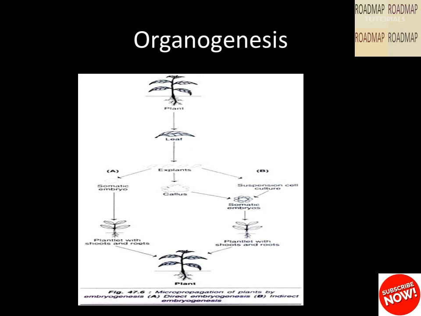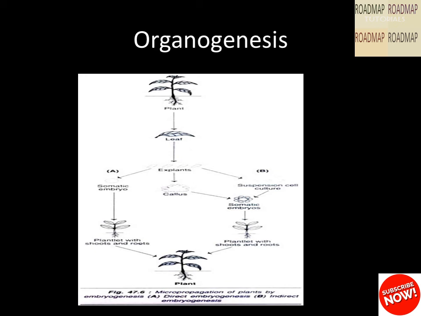So a plant is taken, then the explant is taken. To the explant, the auxin and cytokinin growth regulators are added. It undergoes somatic embryo formation without undergoing callus formation, and then the plantlet with shoots and roots is formed. And further, it is taken into the green environment for the formation of the plant. So this is direct organogenesis.